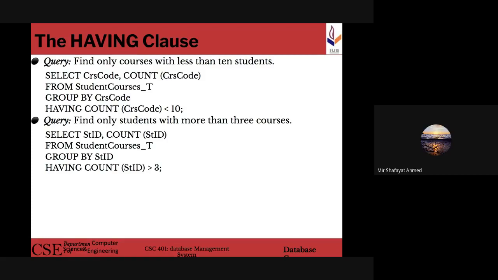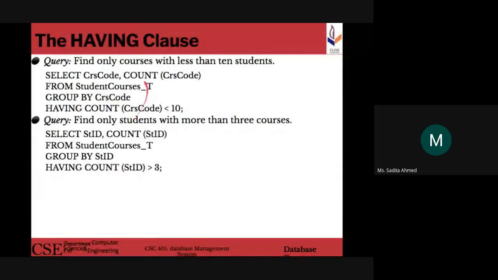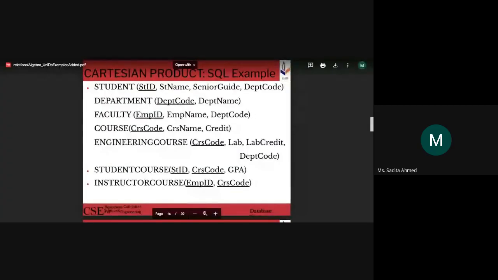Okay. All right. Now then, moving on. So for the UniDB case, let's take a look at the schema once again, and let's say we want to calculate or return the courses with less than 10 students. Only those courses which have less than 10 students.